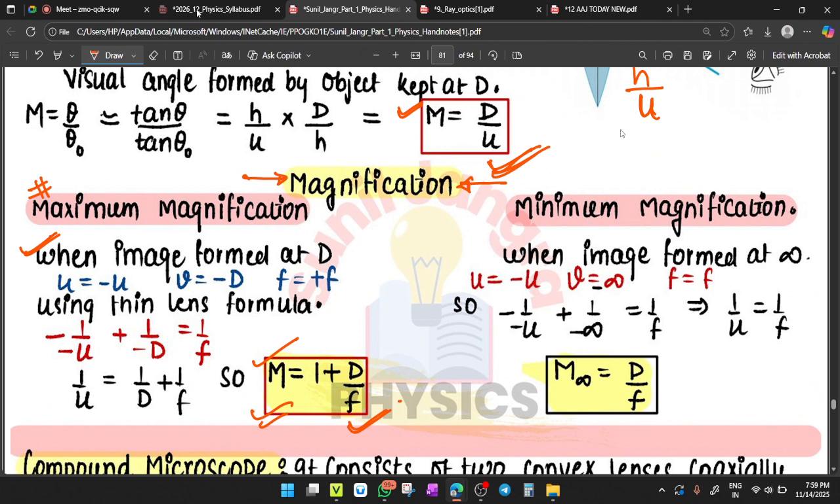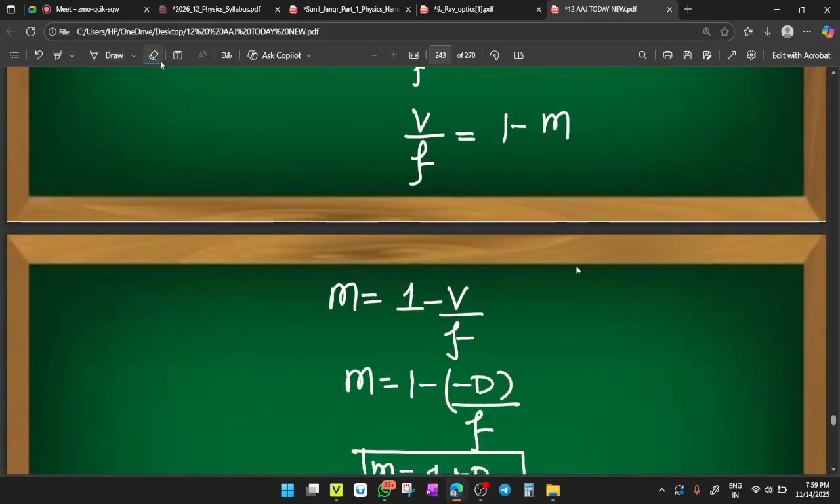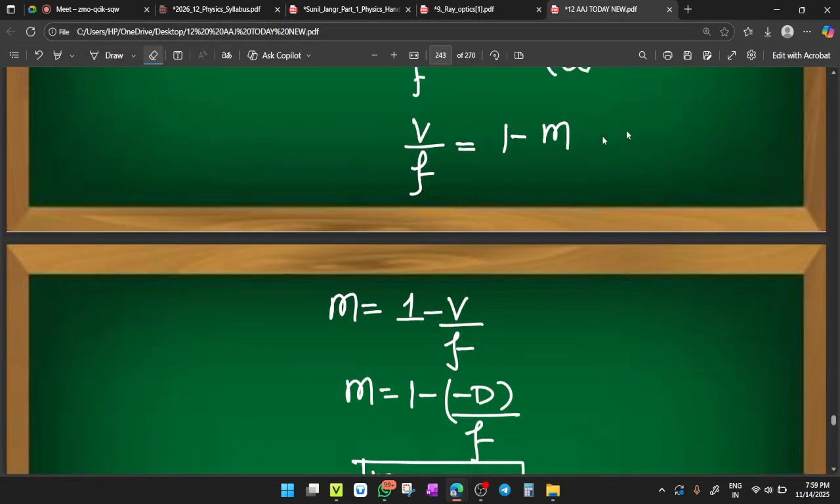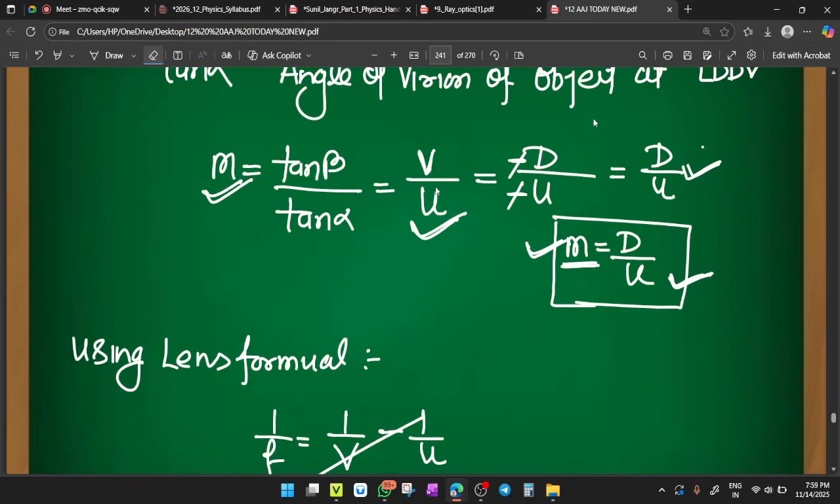Okay, next case is minimum magnification. For minimum magnification, your image has to be formed at infinity. So you have the formula M equals V upon U. We have derived the formula here: first we have V by U and we have made it D upon U.